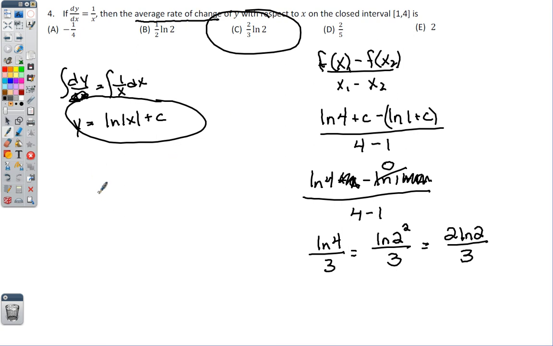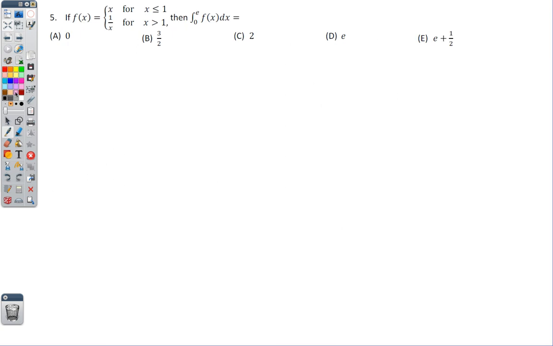And finally, number 5. If f of x equals x when x is less than 1, and 1 over x when x is greater than 1, then the integral from 0 to e of f of x dx equals what? Well, I know that 0 to e spans more than 1, so that means I'm going to have to break up my integral. Poor integral, it's having a breakup. So I'm thinking of two integrals. One that goes from 0 to 1, and one that goes from 1 to e.